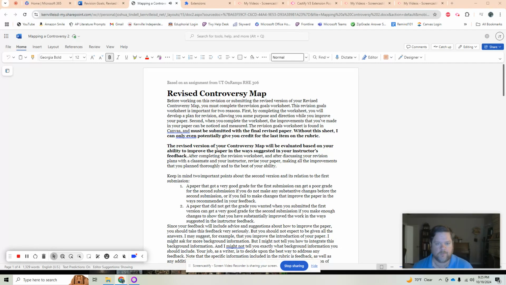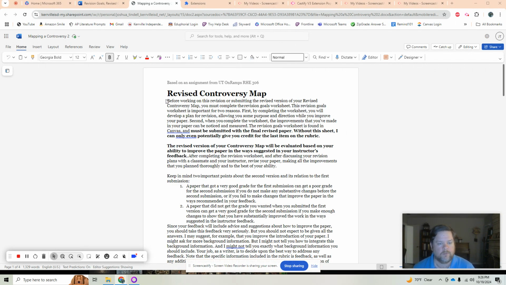Hello everybody, we're going to be talking about the revised controversy map today. This is, as the name indicates, a revision of your previous controversy map paper. For each of your controversy maps, I have gone in and given you some extensive commentary, at least 3 solid and actionable suggestions for improvement on the paper. Now, if your paper was really good, they might be smaller goals, but they are still something you can fix on the paper.